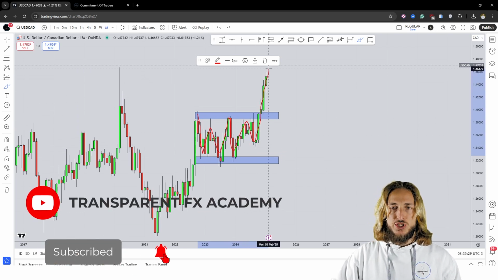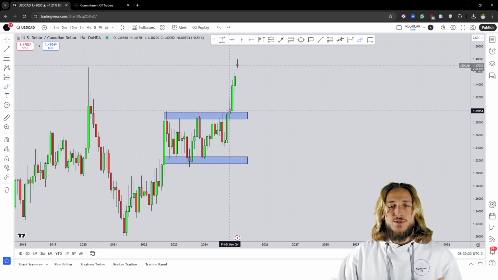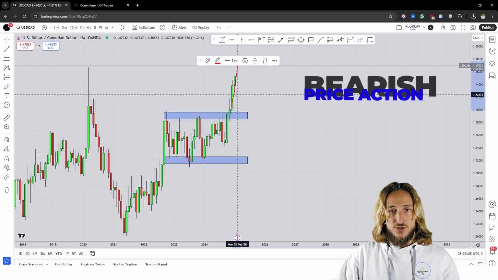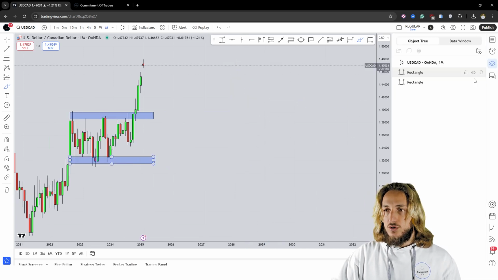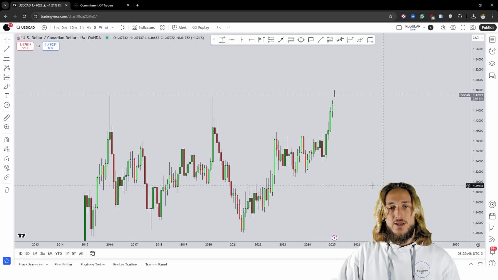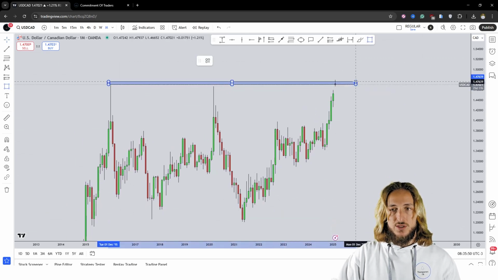And now we just got the breakout to the upside. However, after a breakout to the upside, even though you do expect a push to the upside, which is exactly what we just saw, at some point the market is supposed to start a correction. And if we look closely, we can see that we really are at the moment inside of an incredibly strong supply and resistance zone. The market has just reached this area.